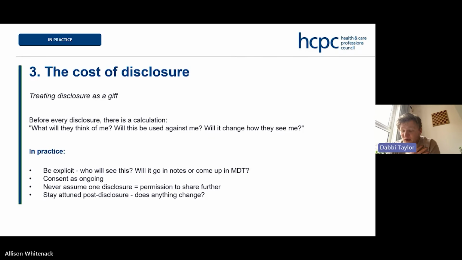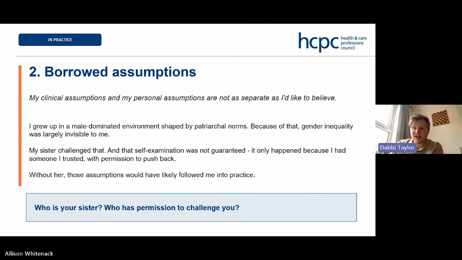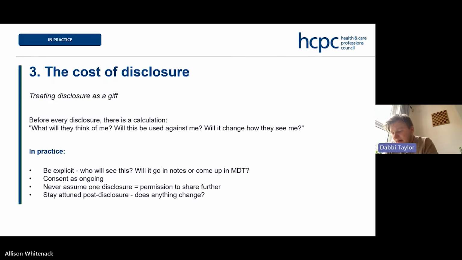Now, after I've checked my own assumptions, the next thing I'm thinking about is, what does it cost to say all of this out loud? So when I think about the hidden cost of disclosure, I like to remind myself that before every disclosure, there's a certain calculation. And that calculation is, what are they going to think of me? Will this be used against me? Is it going to change how they see me or affect my credibility?